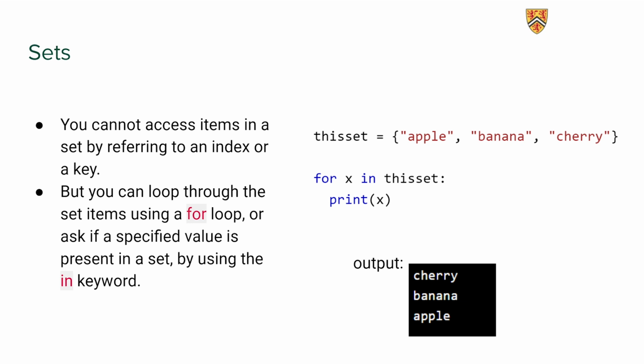But you can still loop through set items using a for loop, or ask if specified values are present by using the keyword in. You can still loop through and get values, but unlike in a list, where you can use the position of an element to get values, here you can't. You just have to loop through the set and get values in no particular order, because these values inside the set don't have any specific index or position values to indicate where they are. They're just there.